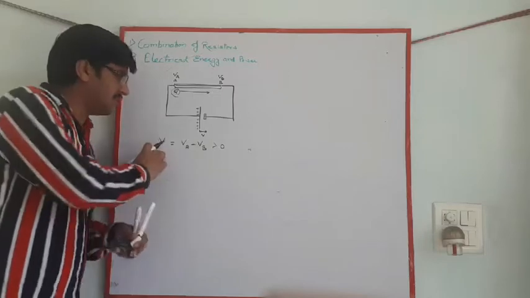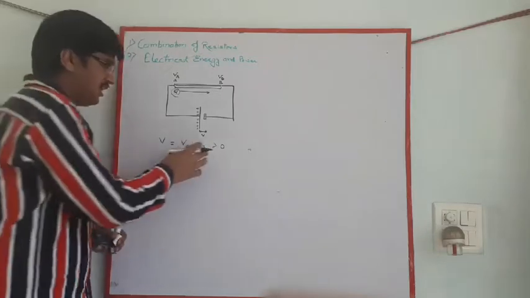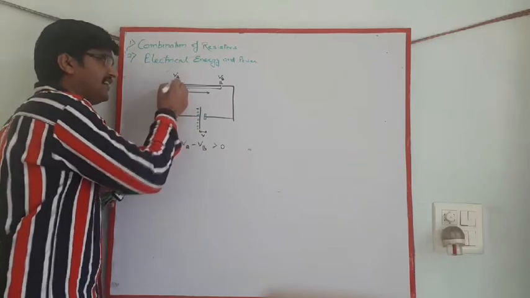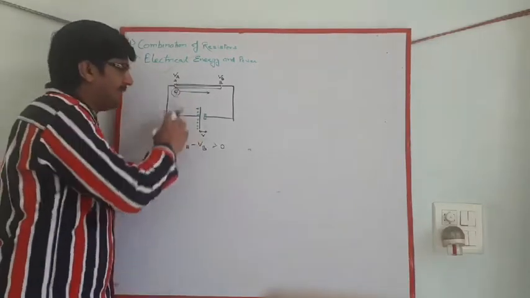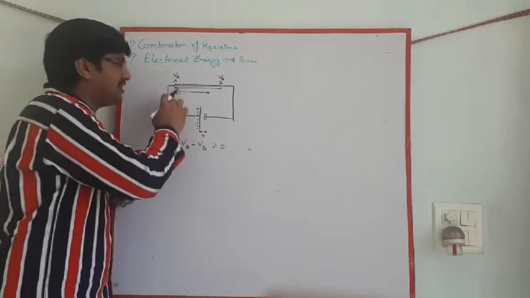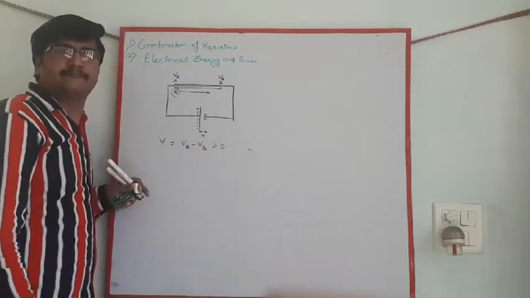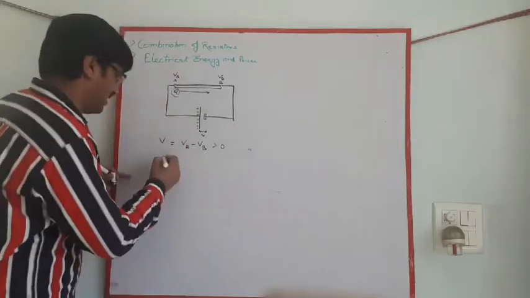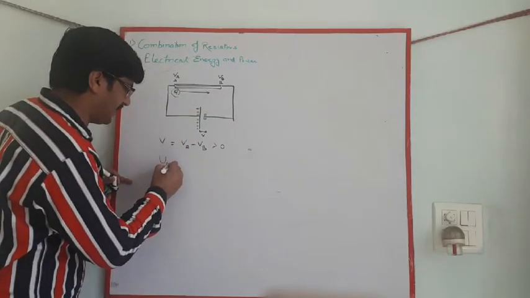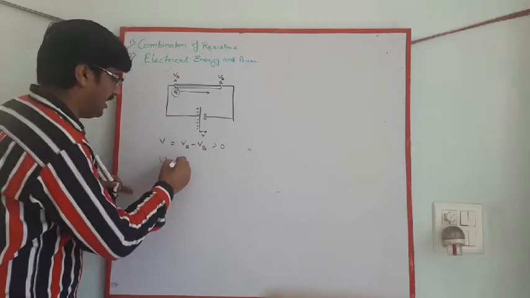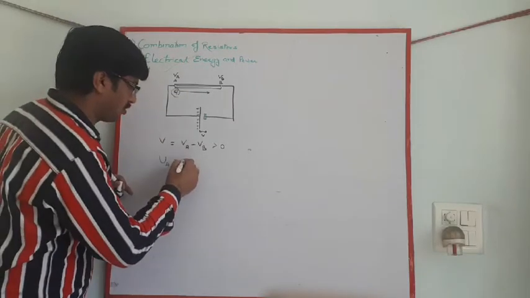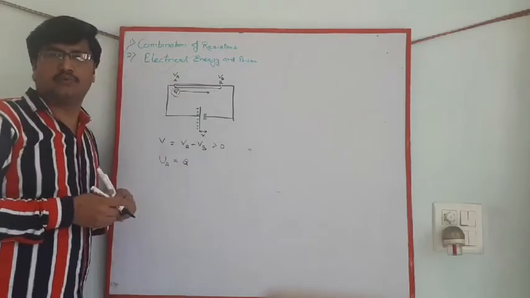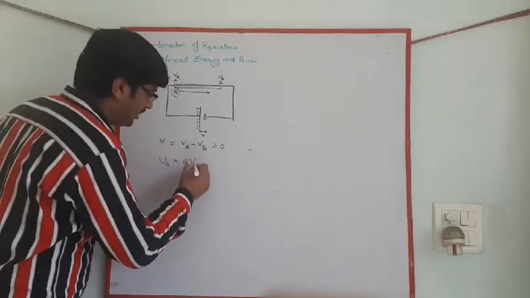This difference is greater than 0. And if this difference is greater than 0, when a charge is present here, it experiences this potential, and potential energy comes in the charge. जब भी किसी पोटेंशियल पे चार्ज रखेंगे, उसमें पोटेंशियल एनर्जी आ जाती है. UA, the potential energy at position A, is equal to Q VA.